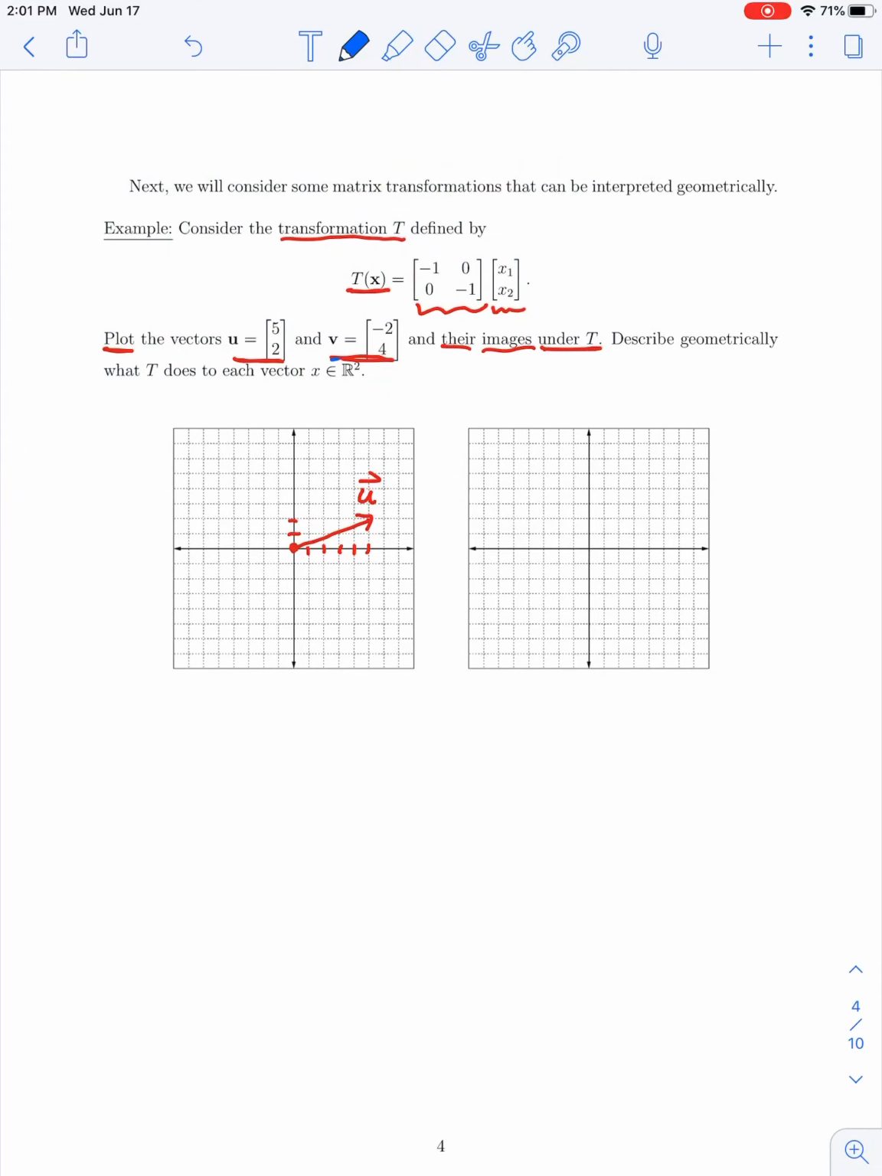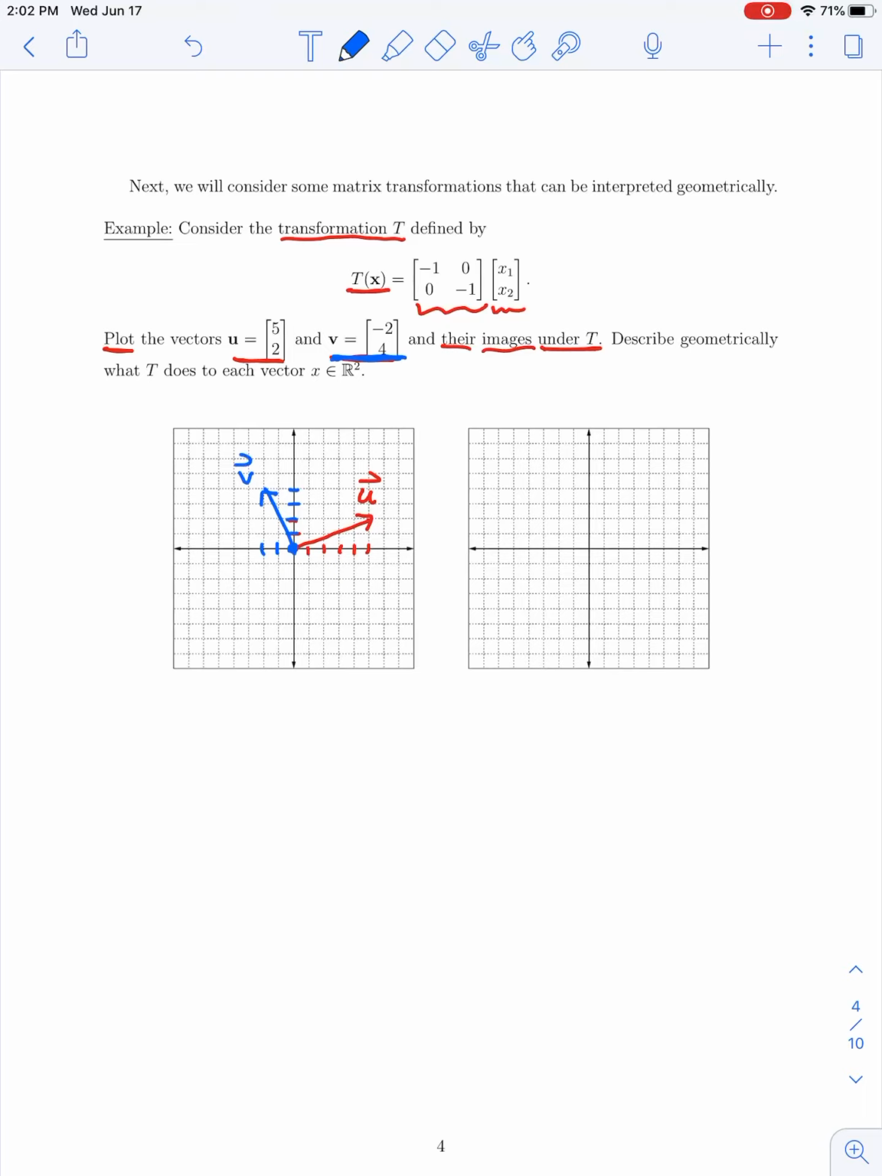Now our vector v was -2, 4. So from the origin, to get its position vector representation, we would move 2 units to the left and 4 units upward. So this would be a sketch of the representation of the vector v.